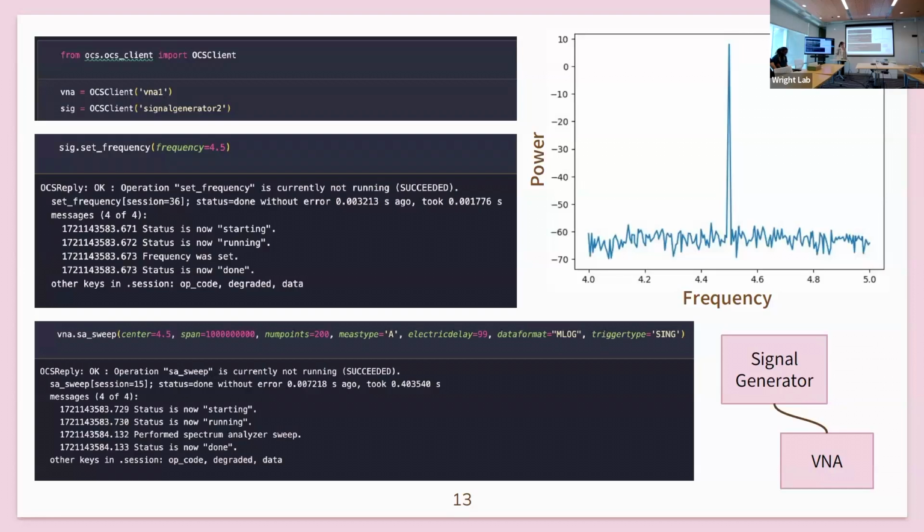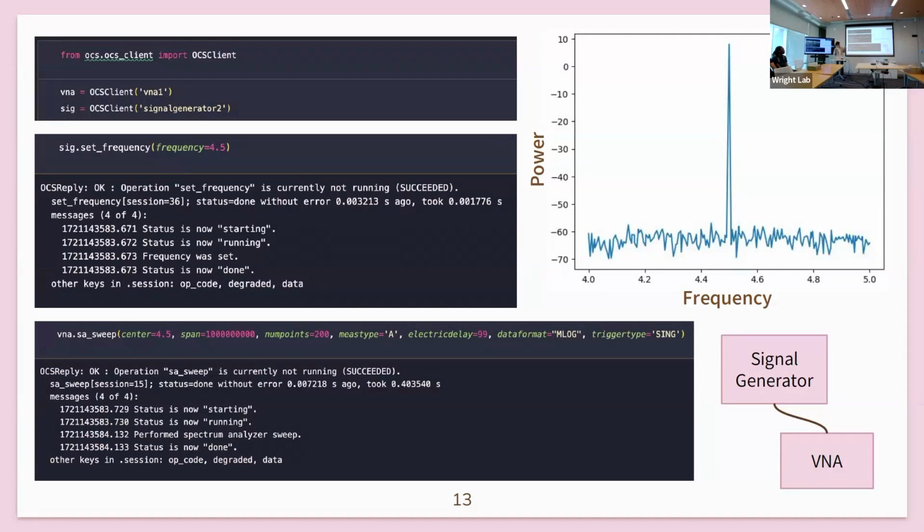So here is one example of one of the client scripts we created. Essentially, we connected a signal generator into the vector network analyzer. What this does is the signal generator generates a signal at a fixed frequency, and the VNA will read the output at each frequency. The graph above is essentially the VNA output, because you can see that there is a spike at 4.5 gigahertz, which represents the power from the signal generator generating a signal at 4.5 gigahertz.